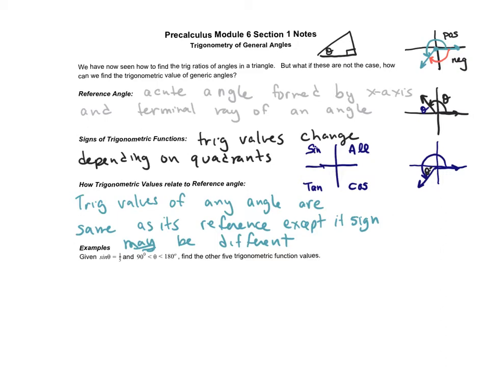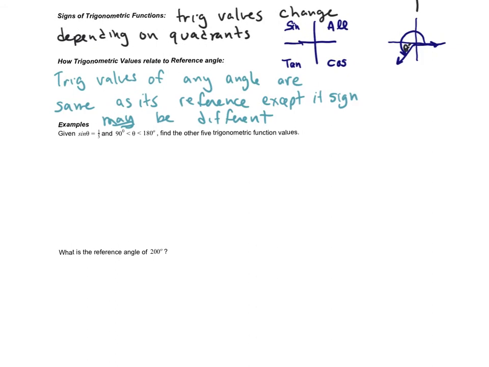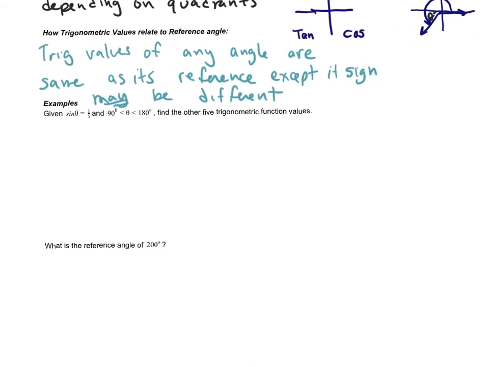So let's look at a couple of concrete examples of how this works. This first one says, given the sine of theta equals 1/5, and theta is between 90 and 180 degrees, find the other 5 trigonometric function values.